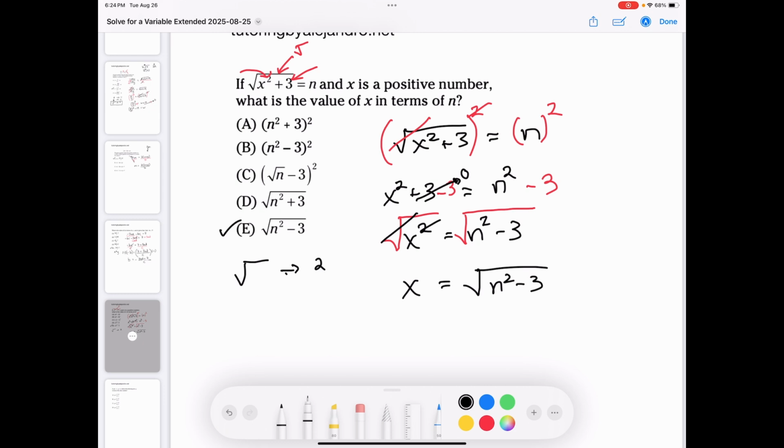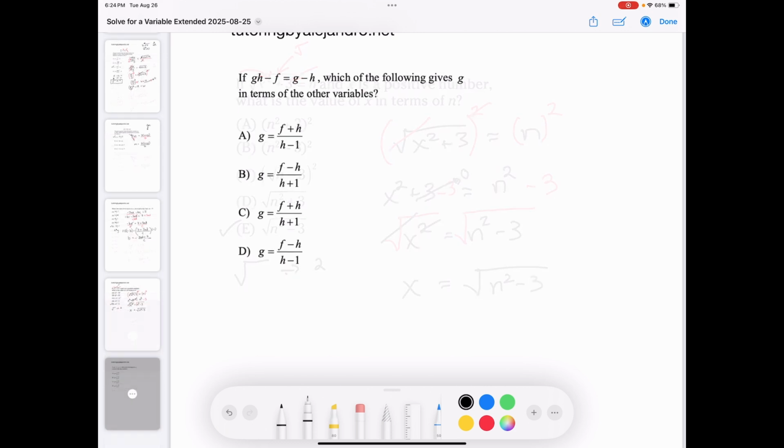Okay, all right, one more to go. Okay, guys, this is the last exercise. So we have, if GH minus F is equal to G minus H, which of the following gives G in terms of the other variables? Okay, so this one's a bit different from the other ones because we do have a G term on the left and a G term on the right.